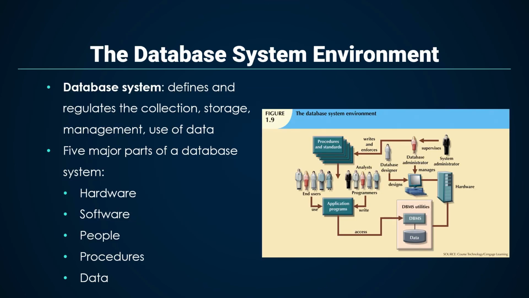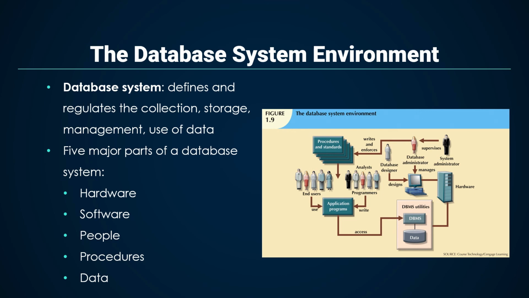The database system environment. The database system defines and regulates the collection, storage, management, and use of data. There are five major parts of a database system. First is the hardware. The hardware is all the system's physical devices. In software, there are three types of software required: operating system software, DBMS software, and application programs and utility software.